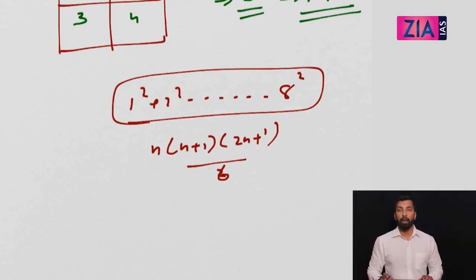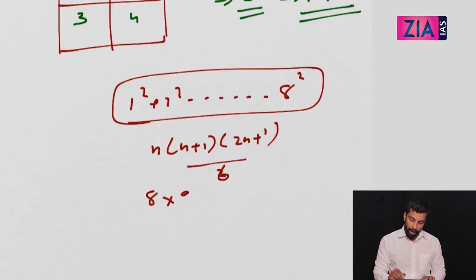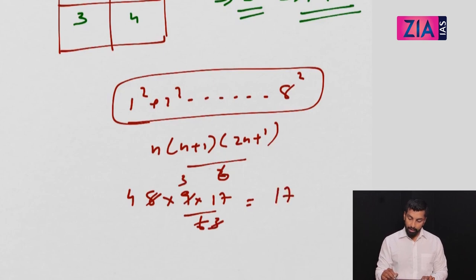We have discussed. Now in case of a chessboard, what is n? N is 8. So 8 into 9 into 2 times 8, 16 plus 1, 17, divided by 6. You get the answer, right? So this is getting cancelled out. So this becomes 4, this becomes 3 and 3. So 17 into 12 will give you 204.